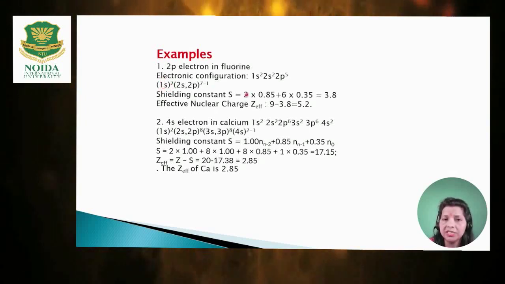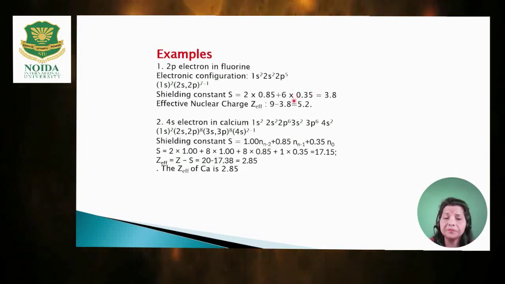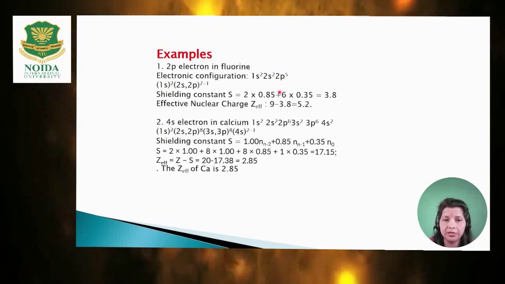So 1s2 is the n minus 1 shell, so the number of electrons is 2, and 2 into 0.85. If we add this calculation, it comes to 3.8. So the effective nuclear charge for the 2p electron in fluorine will be 9, the atomic number of fluorine, minus 3.8, that is the shielding constant. So 5.2 is the effective nuclear charge that is felt by this 2p electron, right?